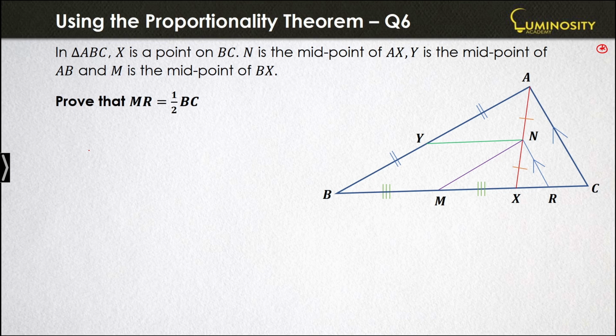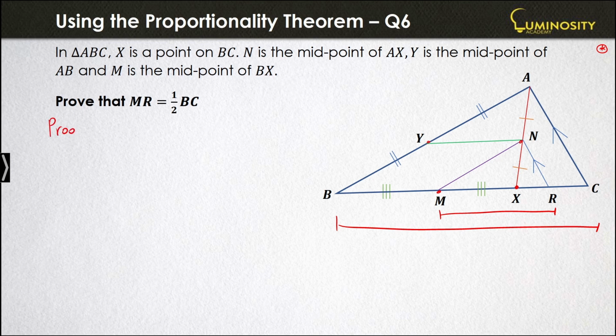So we're given a triangle ABC and we're given all that information. X is a point on BC, and N is a midpoint of this line AX, Y is the midpoint of this line AB, and M is the midpoint of this line BX. We want to prove that MR, so this distance here, is equal to a half the distance of BC, which is this distance here. So let's see how we can try and prove this.